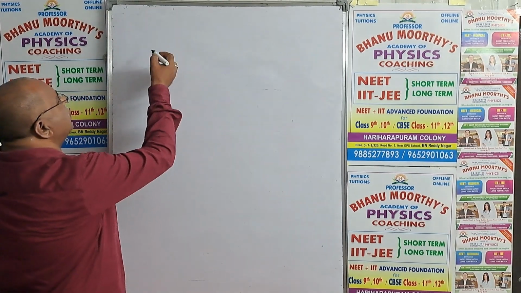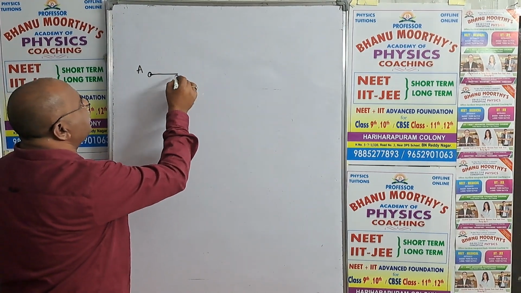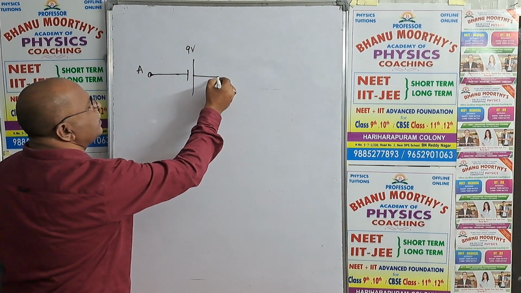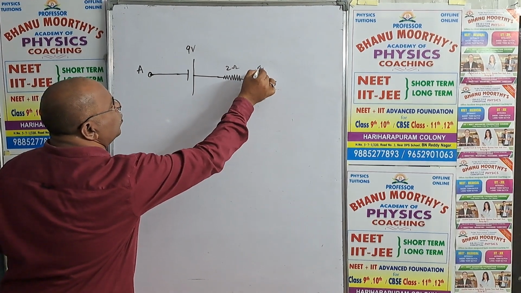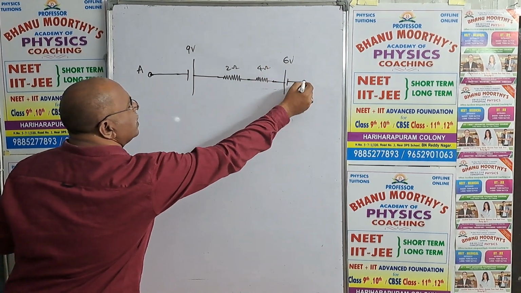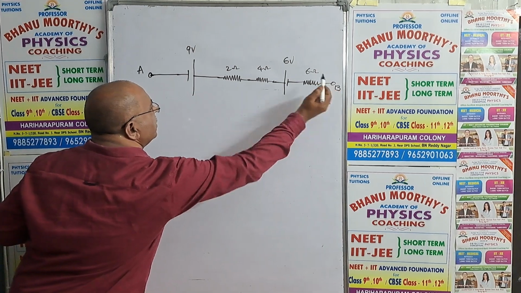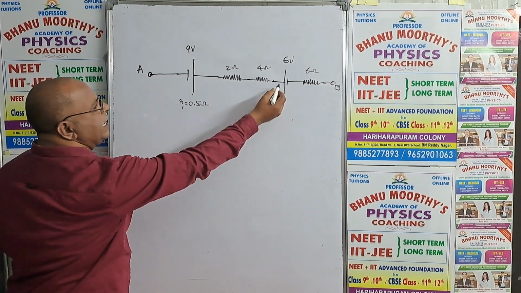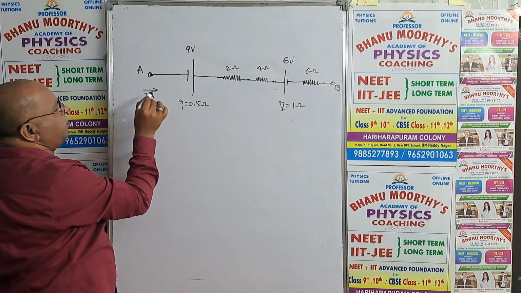one example number 1 based on Kirchhoff's second law. Okay? So this is one terminal A and this is one cell of EMF 9 volts. This is resistance 2 ohms, second resistance 4 ohms, another cell, this is 6 volts, another resistance say 6 ohms. This is the terminal number 2, B. First cell is having internal resistance, say r1 equals 0.5 ohms. Second cell is having internal resistance 1 ohm. And some current is flowing in the circuit, that is 3 ampere.